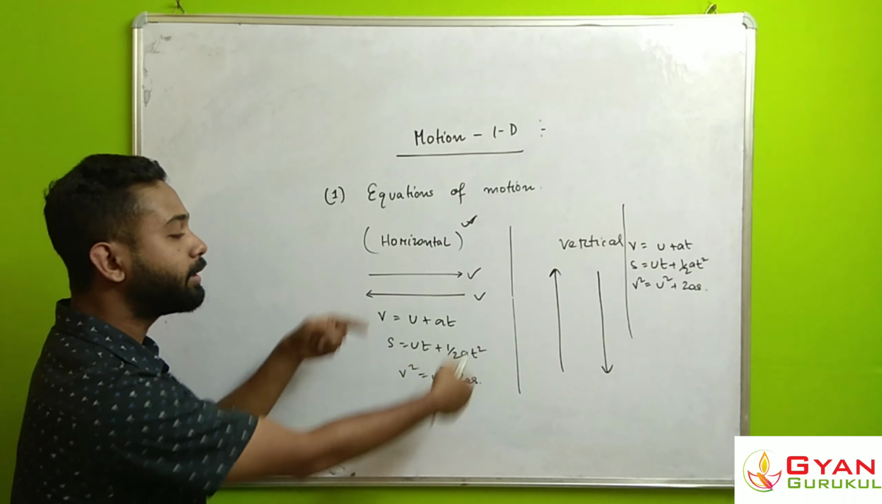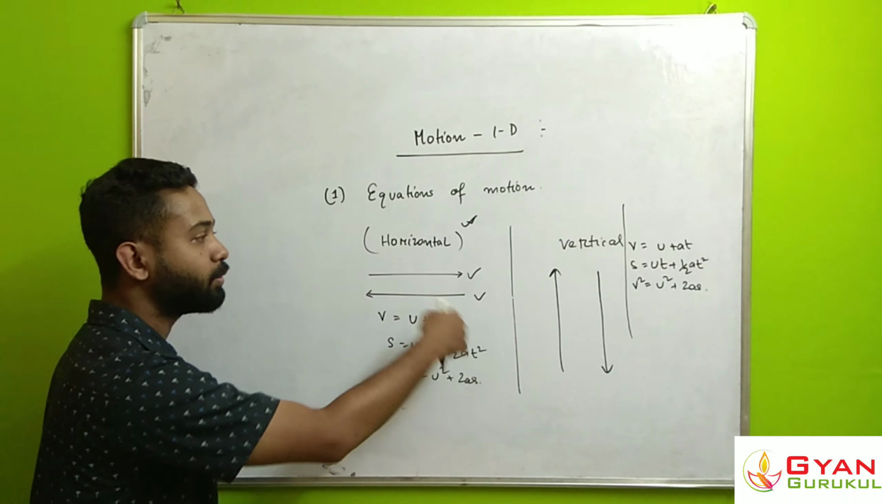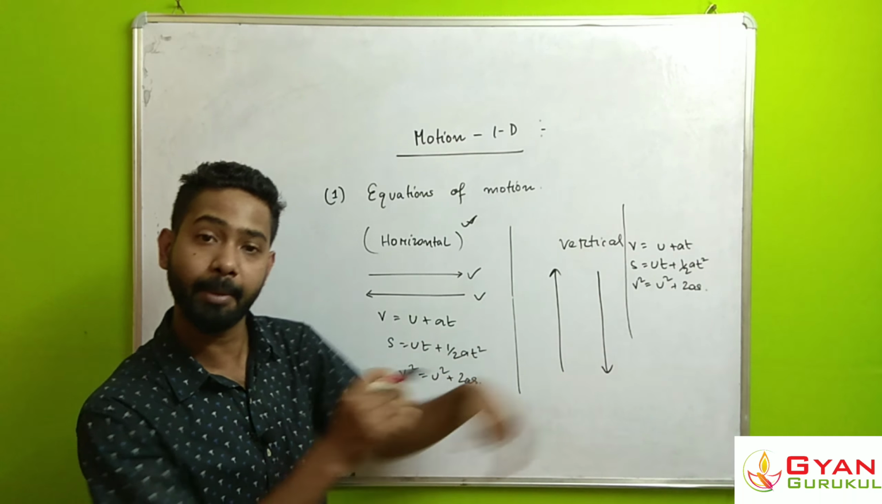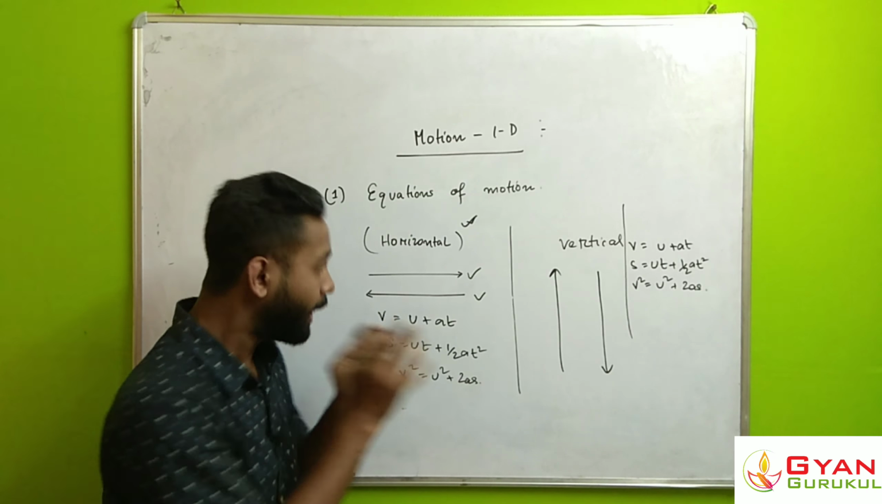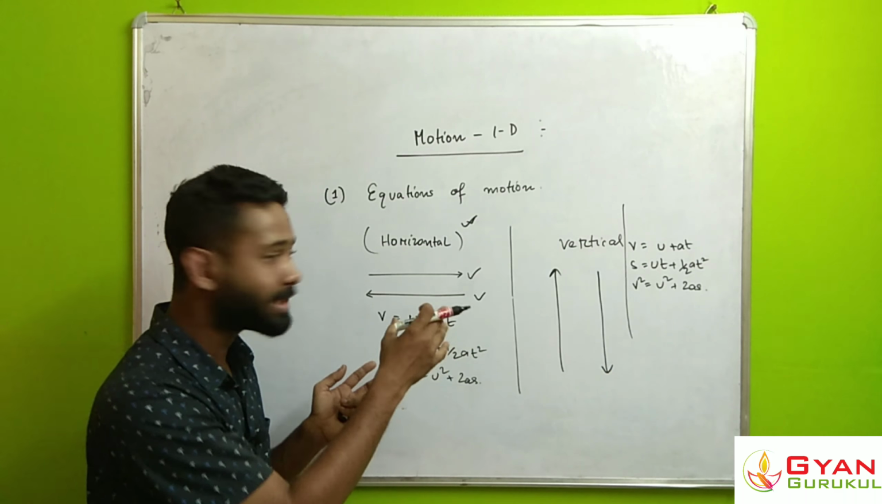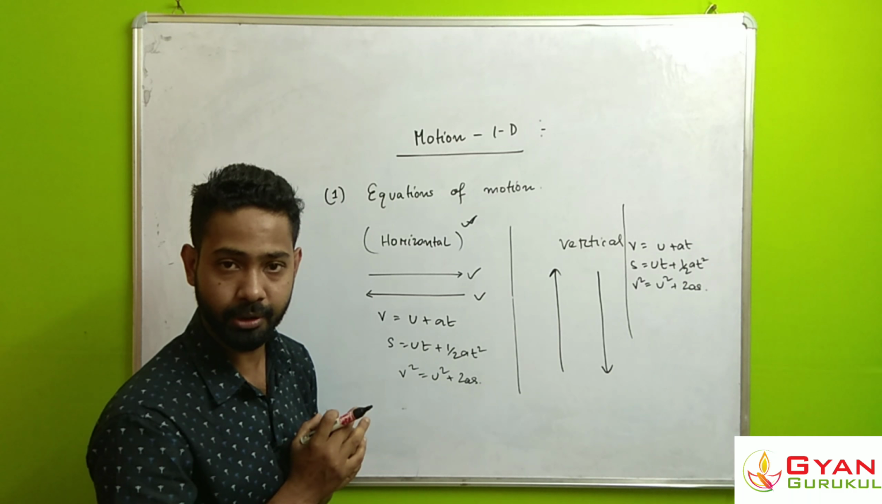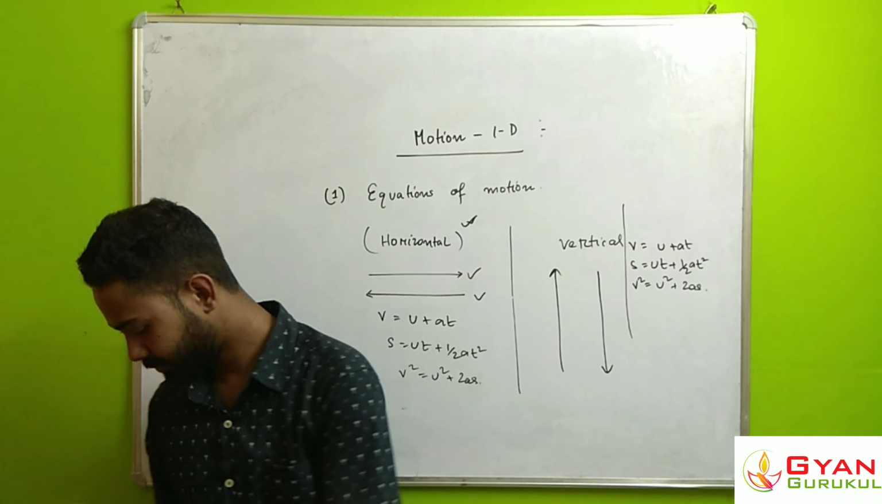Now there are no further differences when you use the set of equations for horizontal motion, but when you use the same set for vertical motions, there are different sub categories which we have to analyze a little. So the main emphasis of this set of equations is actually on the vertical analysis of motion. So now let us deal with that.